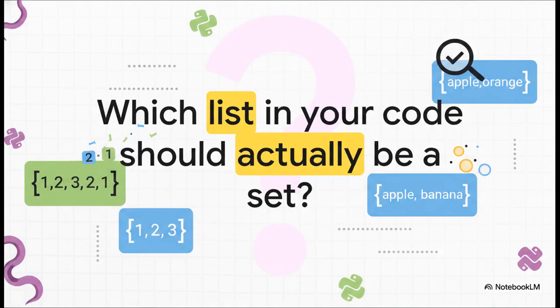So I'm going to leave you with a question to think about. Take a look at the code you're working on or a project you've done recently. Is there a list in there that's really just being used to keep track of unique things? Or maybe a spot where you're constantly checking if an item is in the list? Now that you know the power of sets, which one of those lists should probably be a set instead?